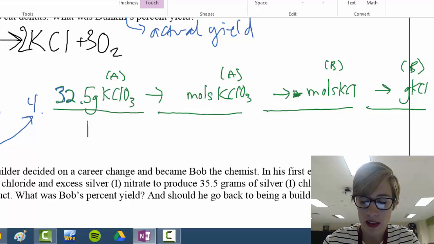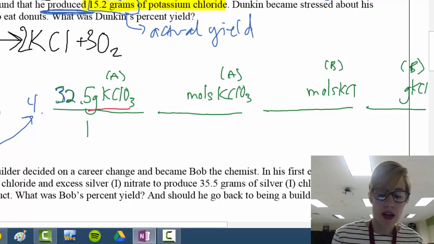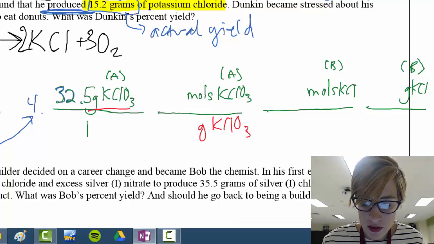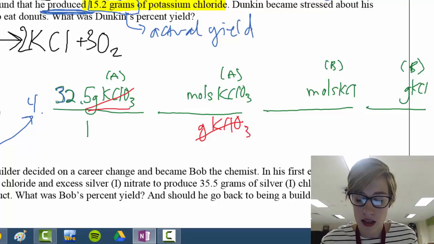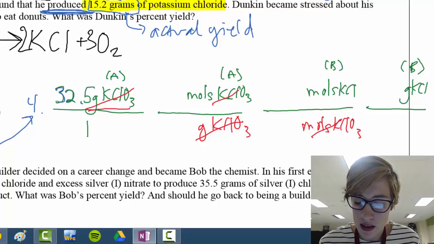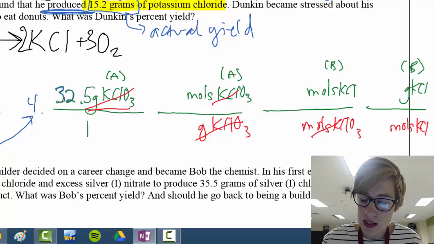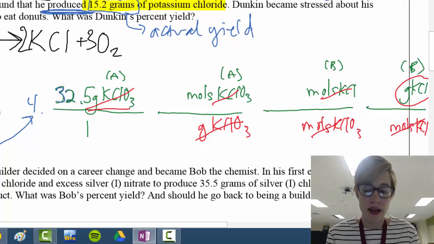So now I'm going to draw my lines here. I'm going to erase my arrows. So now I take my unit that's on the top, and I'm going to put it diagonally on the bottom so it can cancel out. So I want grams of potassium chlorate to cancel out. And then moles of A is on the top, so I'm going to put moles of A on the bottom, so they cancel. And then lastly, I have moles of KCl on the top, so I'm going to put moles of KCl on the bottom, and they cancel out. So I'm left in grams. Okay, so now I just have to insert my numbers.